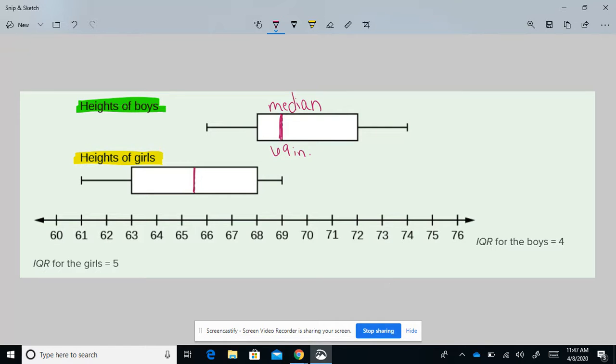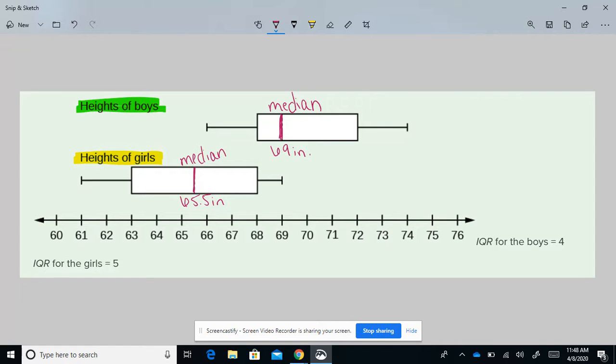And the median, or the middle piece of data or information for girls, is about 65.5 inches. So right there, you can already start drawing conclusions. Well, if the middle height of girls is 65.5 and the middle height of boys is 69, you can already start drawing conclusions like, oh, boys are probably taller. And then you can start drawing more and more inferences or conclusions based off of that piece of information.